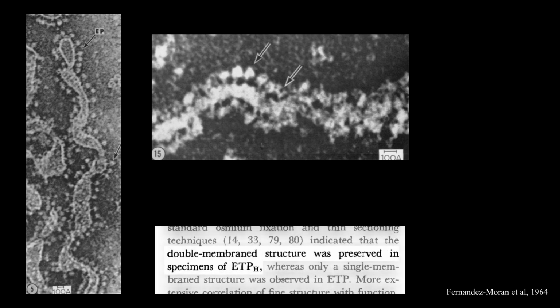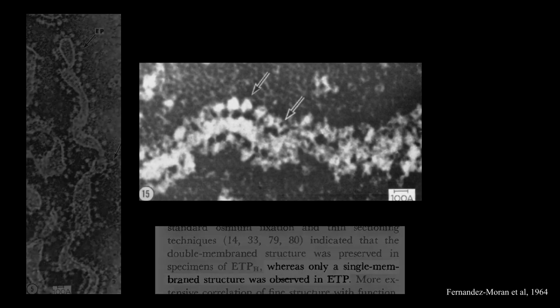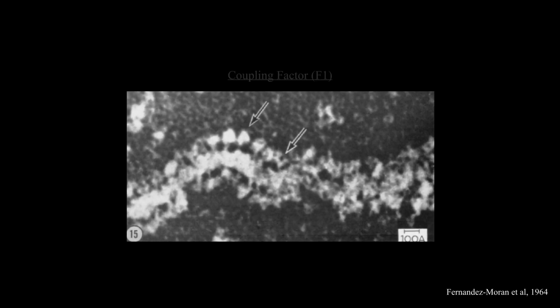The double membrane structure was preserved in specimens of ETPH, which was the fraction with ATPase activity, whereas only a single membrane structure was observed in the ETP. And based on these images and the research mentioned above, it was determined that Racker's coupling factor, now called the F1, was the headpiece and stalk of the ATPase, whereas the FO subunit was the membrane-bound portion.